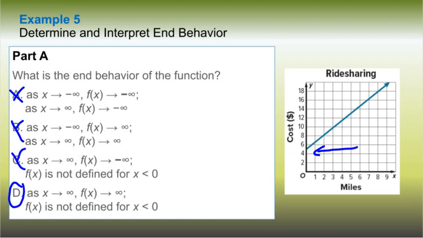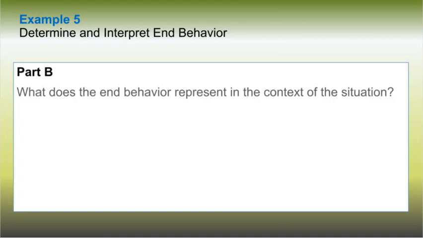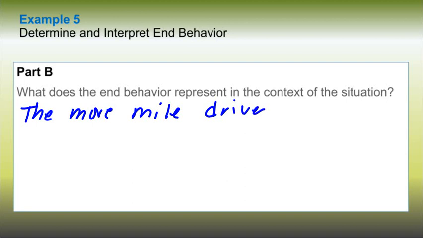It is D. As x approaches positive infinity, f of x approaches positive infinity. f of x is not defined for x less than 0. That just means I can't have negative miles and negative amounts charged. And what does that mean? We did that. We can restate that here. The more miles driven, the higher the cost.